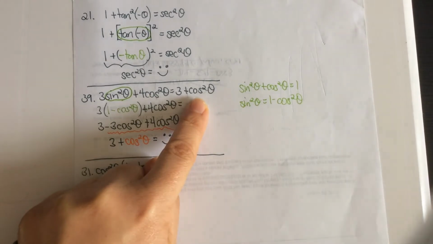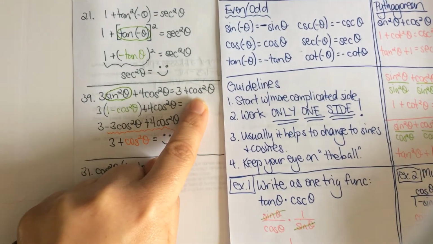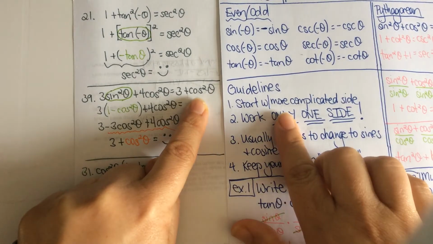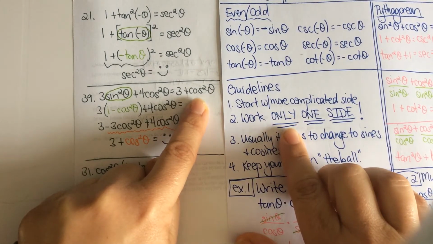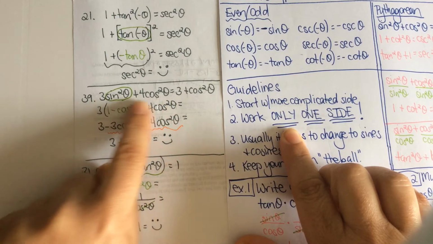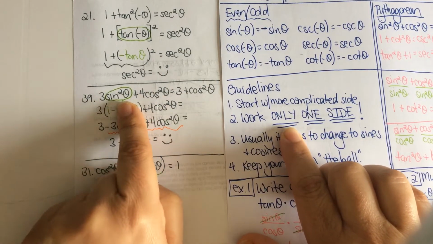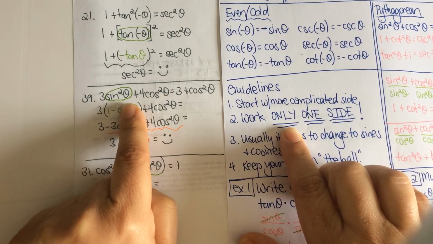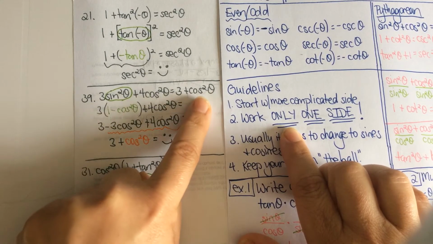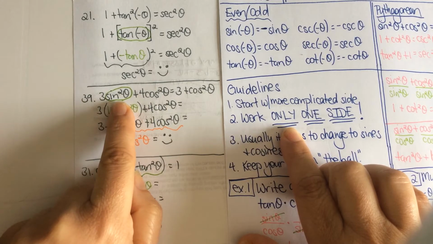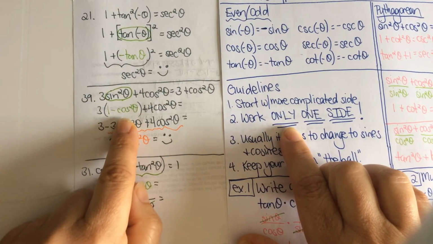So remember the guidelines. Start with the more complicated side, and we only work one side. So this side has more stuff to it than this one. So I'm going to work the left side. Most of the time the problems are set up so that the left side is the more complicated side. And then I can see I only want cosine squared, so I need to do something with that sine squared.